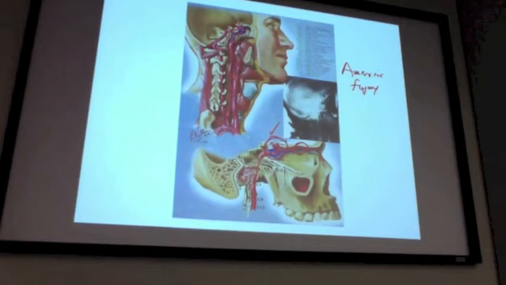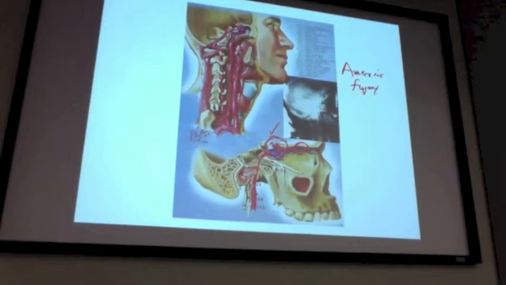Okay? Good question. So as an ophthalmologist, I think of the brain as being a backward extension of the eye. A neurologist thinks of the eye as being a forward extension of the brain. So it just depends on your perspective. But they're one and the same.